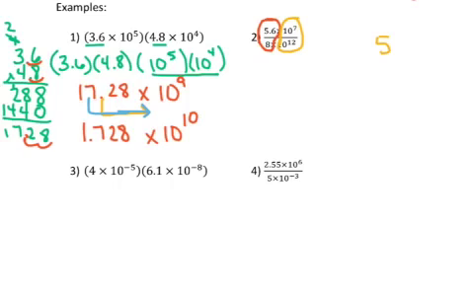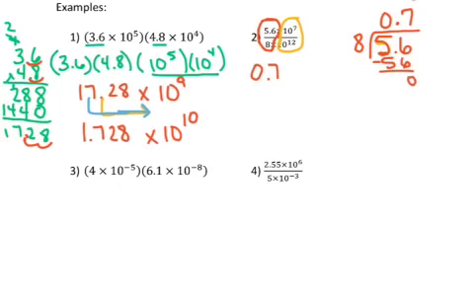I'm going to use red here. 5.6 divided by 8. So 8 goes into 5 0 times. We have my decimal point there. And 8 goes into 56 7 times. 7 times 8 is 56. So the first number is 0.7.